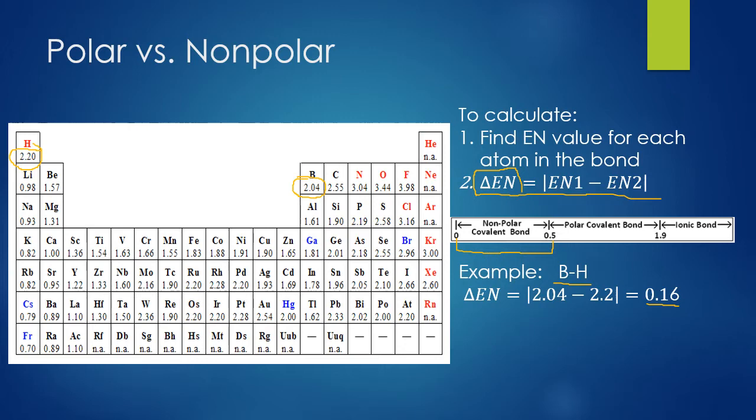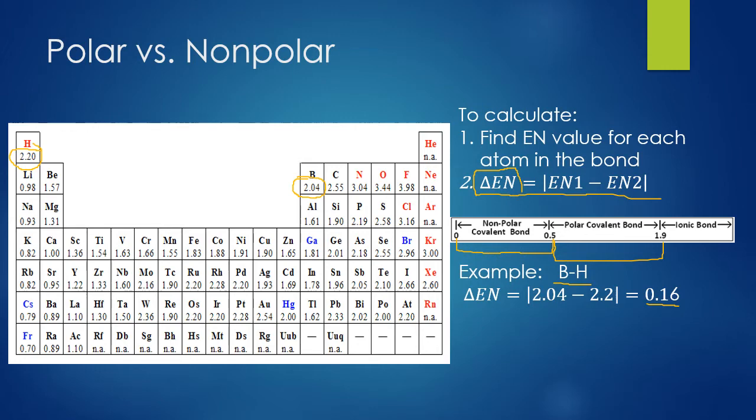In this case, the boron-hydrogen bond does fall in that range. It's 0.16, so it's less than 0.5 but greater than 0. So this would be a nonpolar covalent bond. If it was higher than 0.5, so between 0.5 and 1.9, it would be classified as a polar covalent bond because that's a much wider difference between its electronegativities.